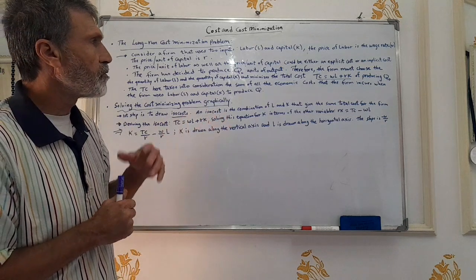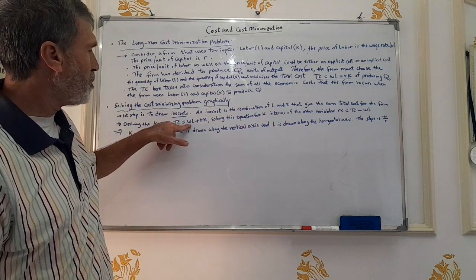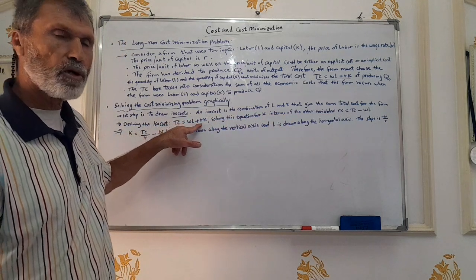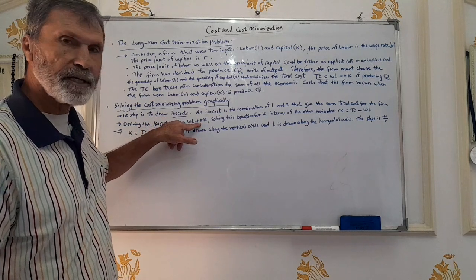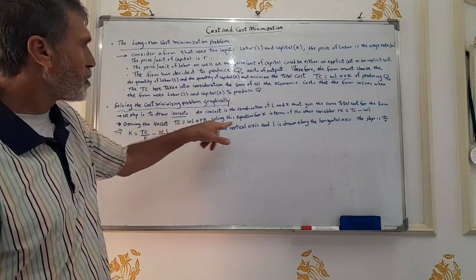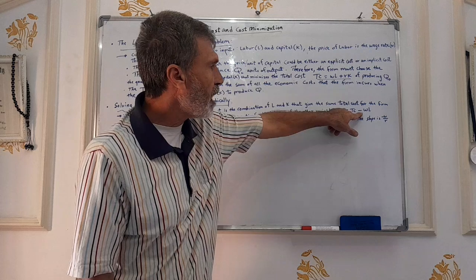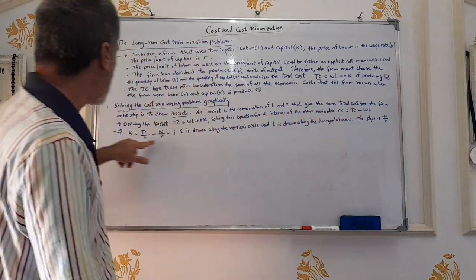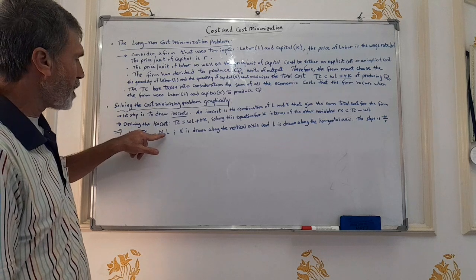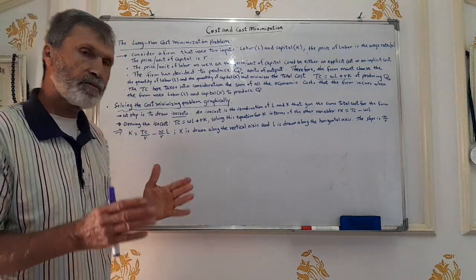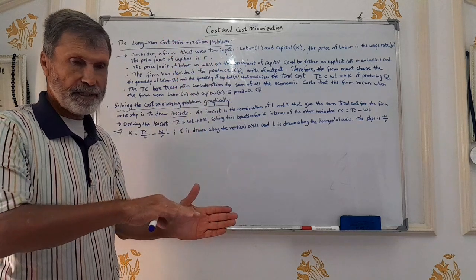So how to derive this? Remember, total cost is TC equals WL plus RK. So we have to solve this equation for K in terms of the other variables. Doing so, we come up with RK equals TC minus WL. Now divide both sides by R, we come up with K equals TC over R minus W over R times L. So here, K, as you remember, is drawn along the vertical axis and L is along the horizontal axis.